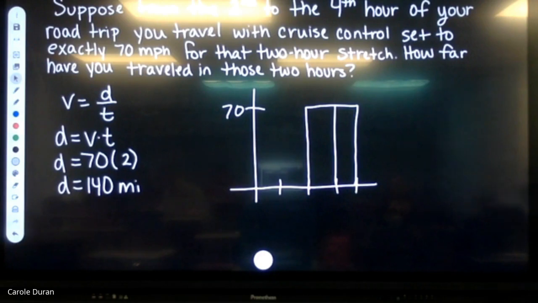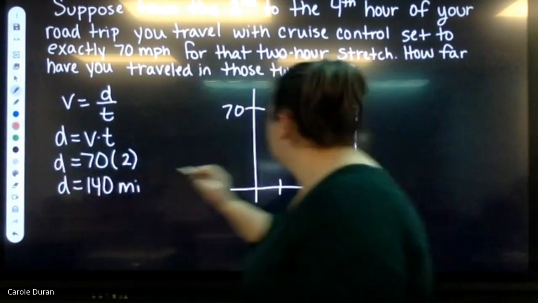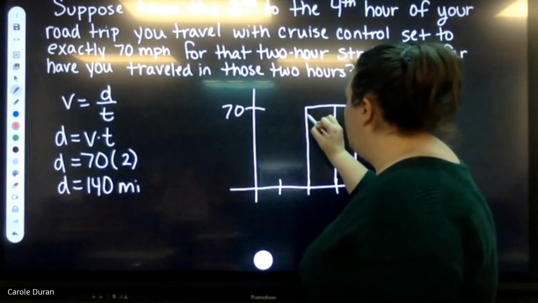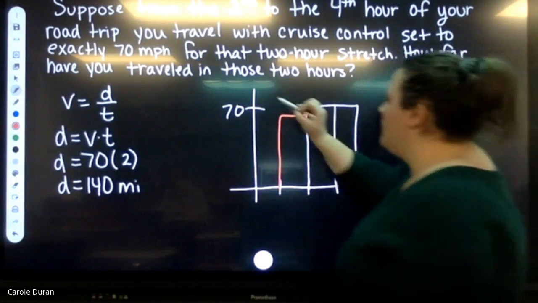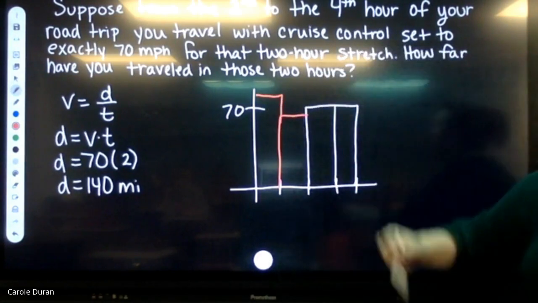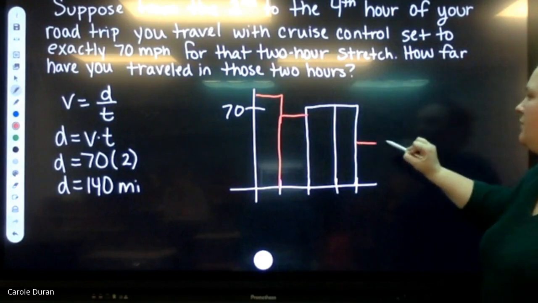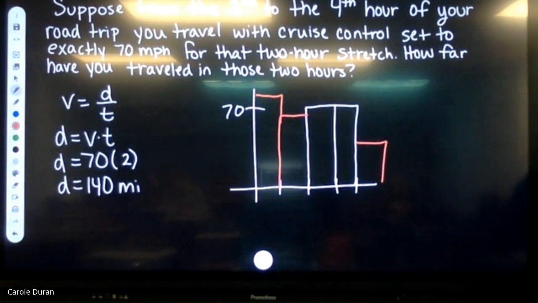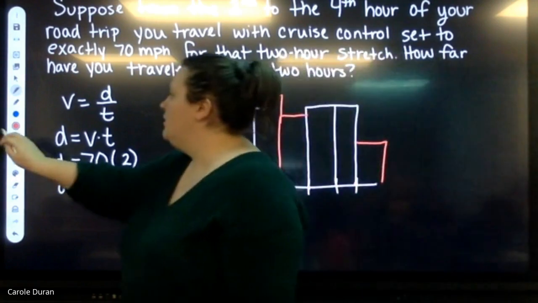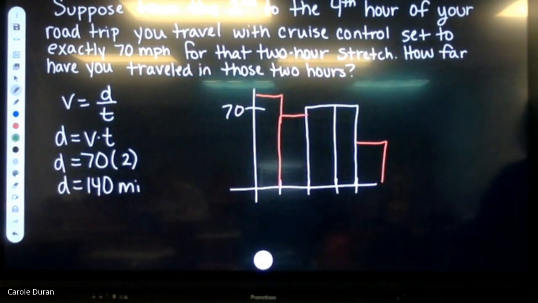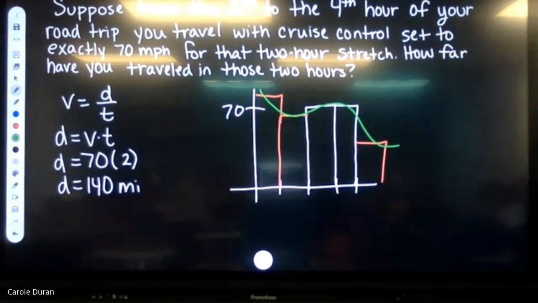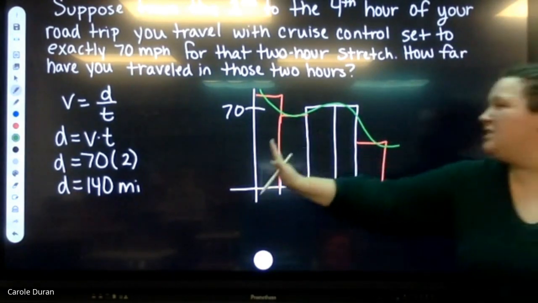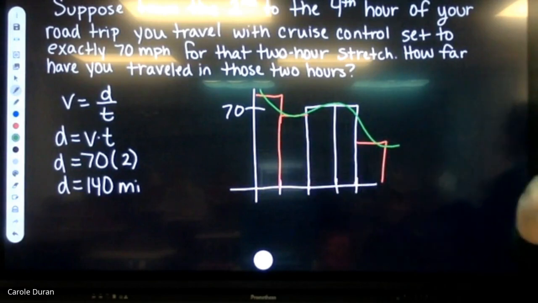But what if I wasn't traveling at a constant speed? So let's assume that, I don't know, from hour 1 to 2, I went a little less than 70. And then from hour 0 to 1, I went over 70. And then after hour 4, I went really, really slow again. Would it still be possible for me to identify the distance I traveled very easily? Or would it just be a bunch of things added together? A bunch of things. I would have to calculate each of these individually and add them together to figure out the total distance I traveled.